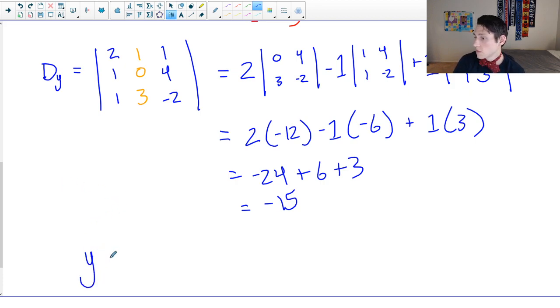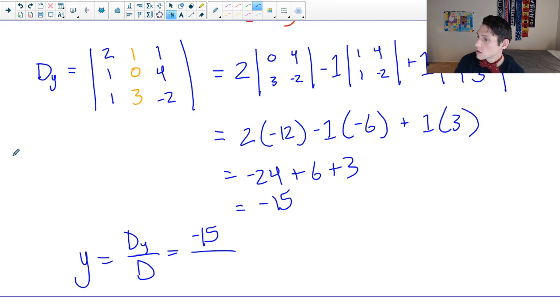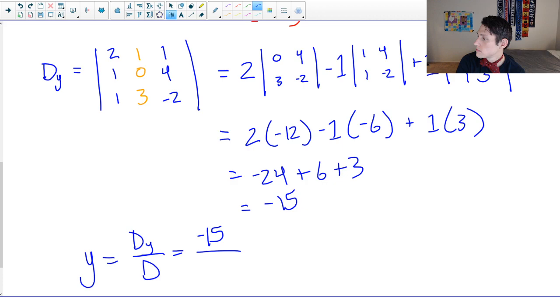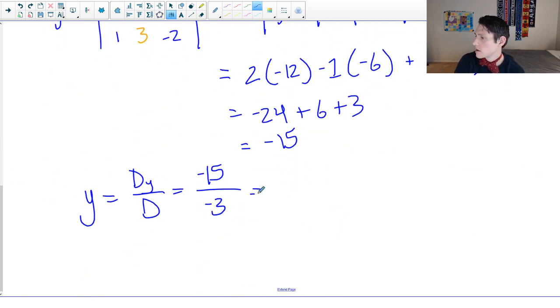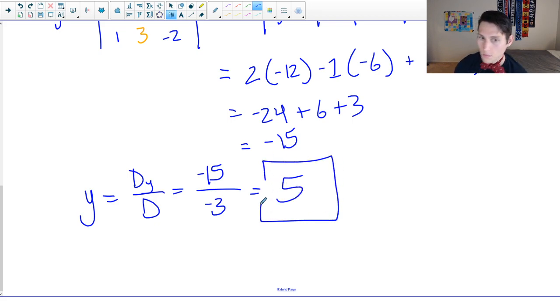All right, so to solve for y, that's dy over d. So negative 15 over negative 3. So that means that y is positive 5. Ta-da! Who cares what x is? Who cares what z is? It just asks us for y.